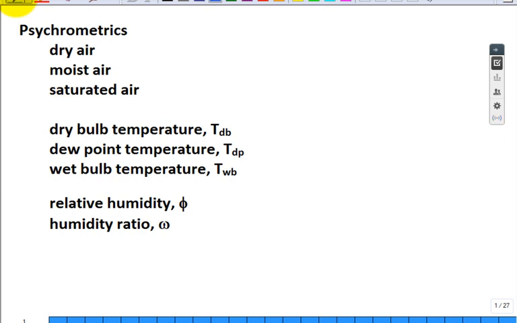All right, so we're in this chapter on psychrometrics, and last time we talked about dry air. What's particular about dry air? What's the partial pressure of water vapor in dry air? Zero. There's no water vapor. So if I have the total pressure of the mixture, it's basically only dry air in the mixture.